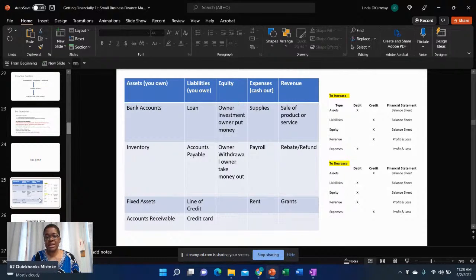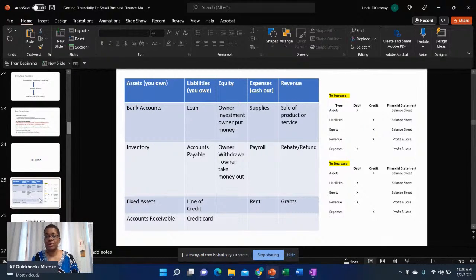The number one mistake that's made is not understanding there are different types of accounts. In QuickBooks, you need to tell QuickBooks if it is an asset account, liability, equity, expense, or revenue. So you have to understand the definitions. Assets are basically what the organization owns. That's bank accounts, inventory, fixed assets, vehicles, equipment, accounts receivable. Liabilities is what the business owes. That's loans, line of credit, credit card, accounts payable.